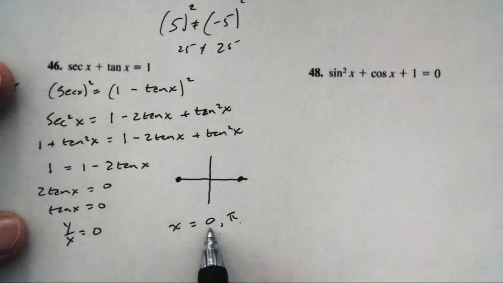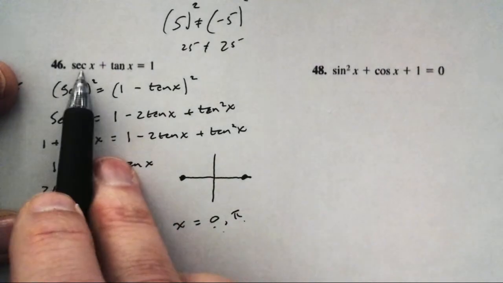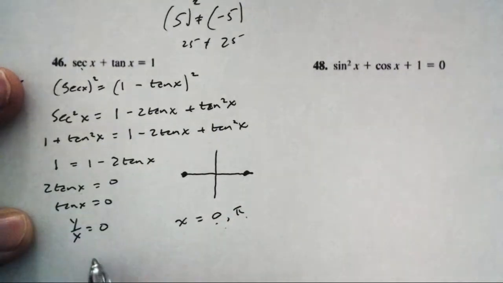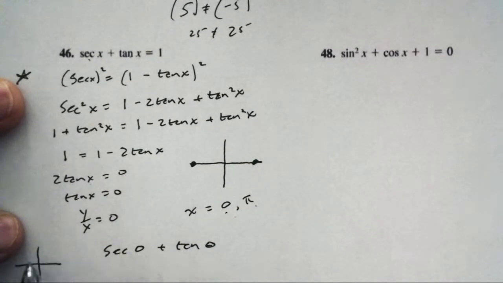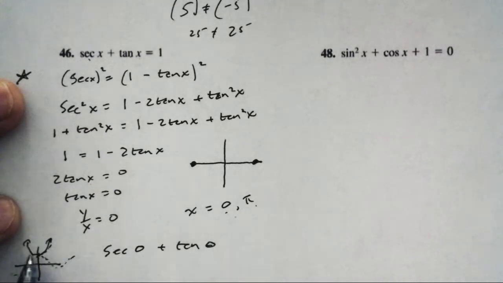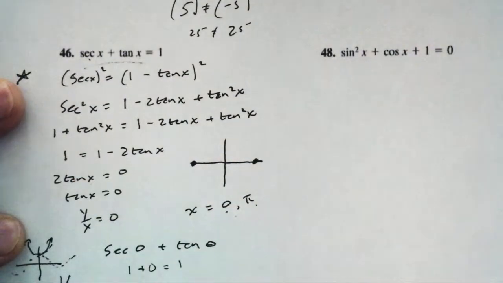So what we have to do is, if we don't have a calculator at our disposal, we have to put these values back in and see what happens. So what is secant of 0 plus tangent of 0? Okay, the graph of secant builds off of cosine. It's the reciprocal of cosine. Secant of 0 is 1. What is tangent of 0? The graph of tangent looks like this. That's 1 plus 0, which does equal 1.